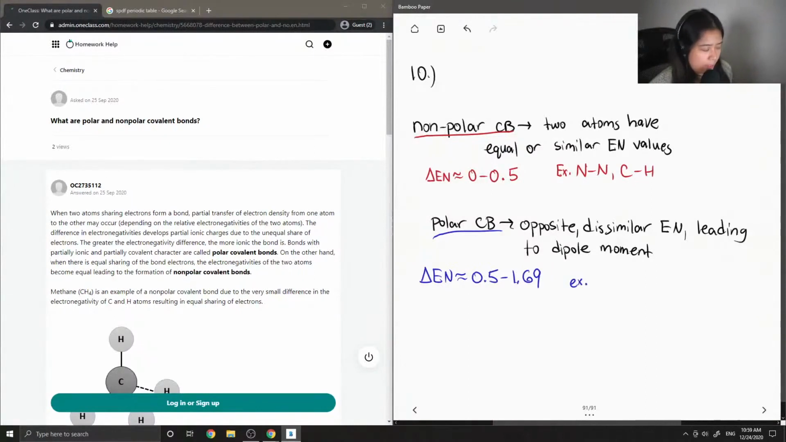And some examples, hydrogen and oxygen, or phosphorus and fluorine. Okay, so notice that covalent bonds will always include nonmetals.